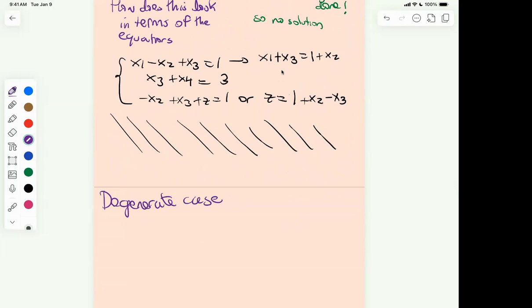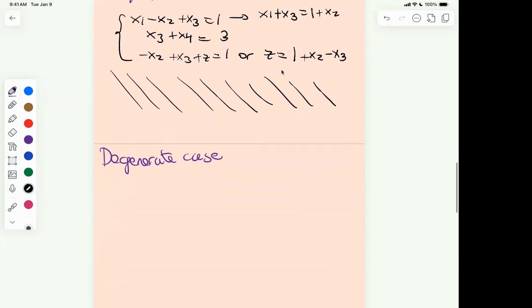So again, what does degeneracy mean? It means that you had a degenerate basic solution. And what did it mean to say that you have a degenerate basic solution? It means that some of the basic variables are set equal to 0, okay?